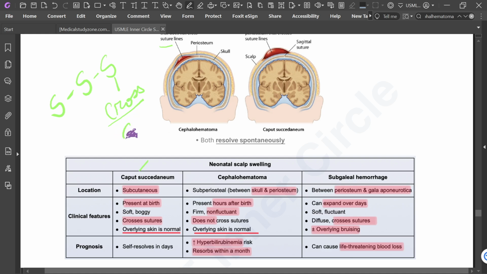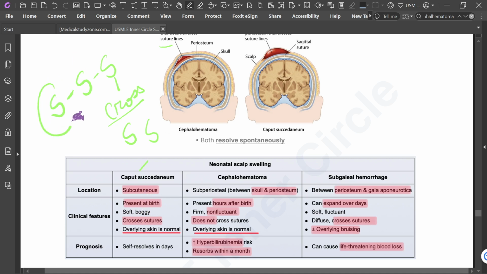Another point is that the overlying skin is normal. Look at the caput succedaneum, the overlying skin is normal, and it self resolves within days. Very high yield. The prognosis is good, it self resolves in days.